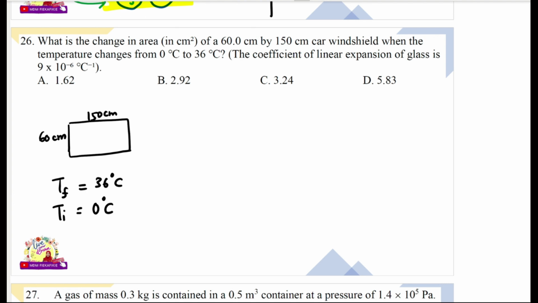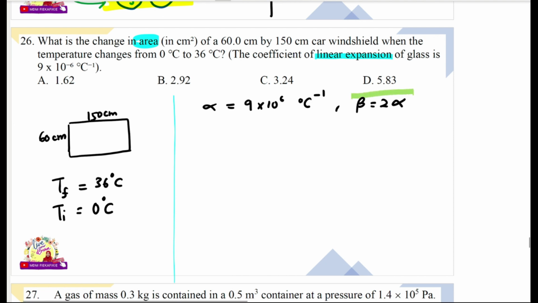So given that the coefficient of linear expansion. Okay. So ini adalah perangkap awak lah. Cerita pasal area, tapi bagi linear expansion. So maksud dia apa? Dia bagi alpha. Okay. The value of alpha is equal to 9 exponent 6 degree Celsius negative 1. Tetapi bila kita nak kira the change in area which is delta A, kita cerita pasal area dan kita perlukan apa dia? Coefficient of area which is beta. Di mana nilai beta adalah 2 kali alpha. Ini yang you tak boleh lupakan.